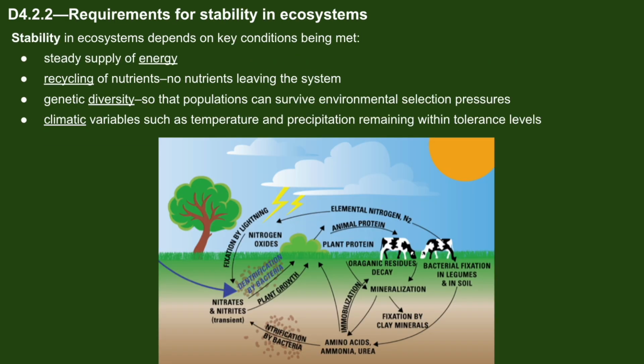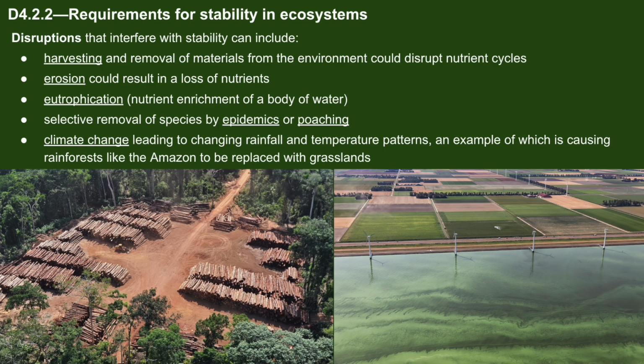Okay, so stability depends on the following key conditions: a steady supply of energy, recycling of nutrients, genetic diversity, and climatic variables such as temperature and precipitation remaining within tolerance levels. Just as a reminder, energy is going to flow into an ecosystem, whereas nutrients cycle through an ecosystem. Okay, disruptions that interfere with stability could include harvesting by humans, erosion, eutrophication, which we're going to talk about in a second here, selective removal of species by epidemics or poaching, and climate change.